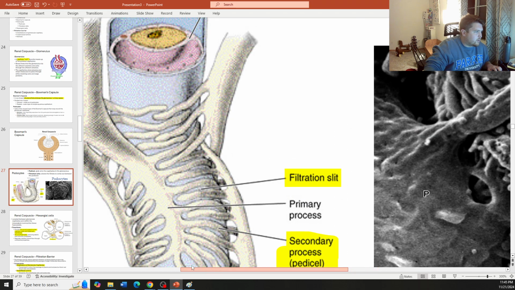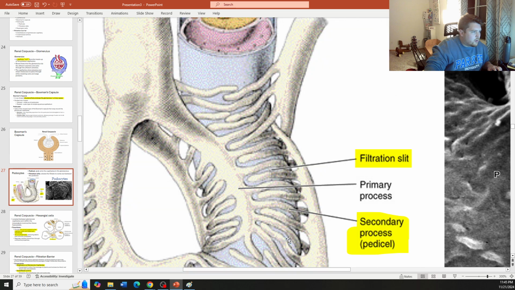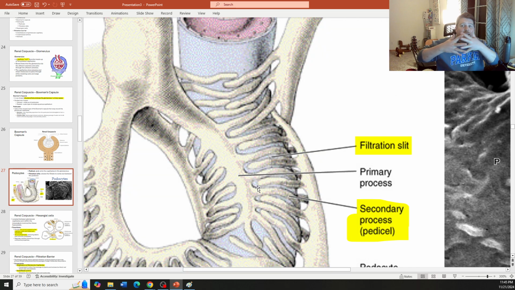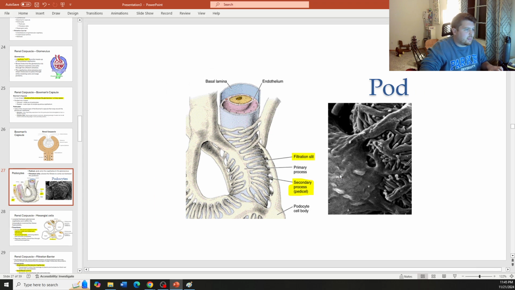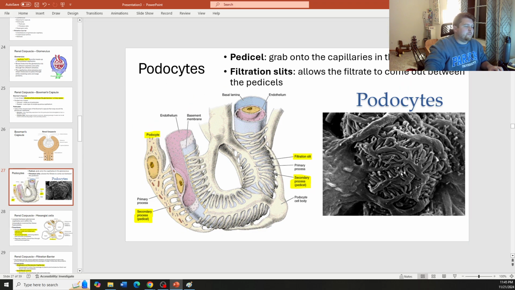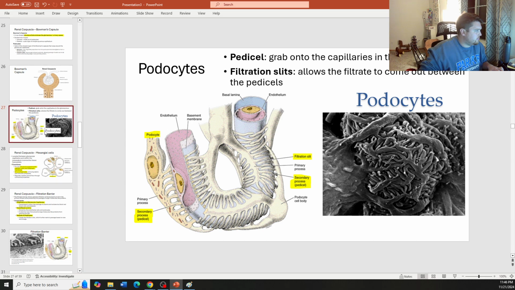I just want to zoom in pretty good. So these are our pedicels, and see how they lock together almost like fingers? They interdigitate right there, so they're grabbing on and wrapping around the capillaries. And in between these little processes, they have these slits. Those are the filtration slits. That's where the filtrate is able to escape through and come out. Here's more of an electron microscope view of what those podocytes look like. We're going to come back and talk about those filtration slits and the pedicels when we talk about the filtration barrier in a couple of slides.